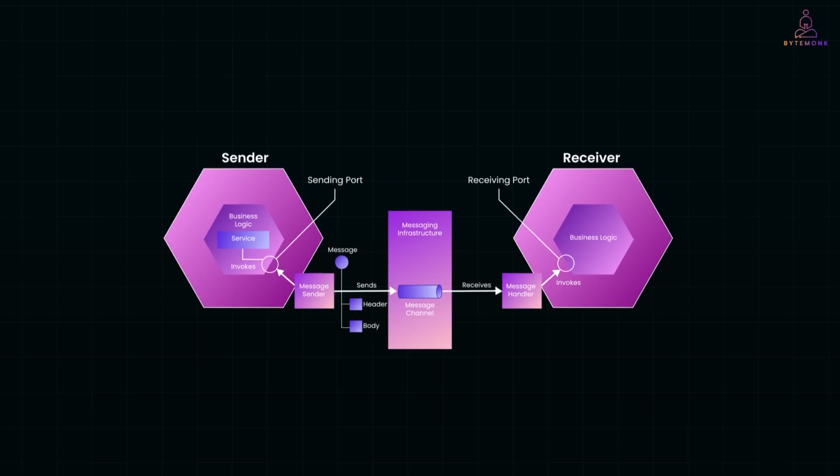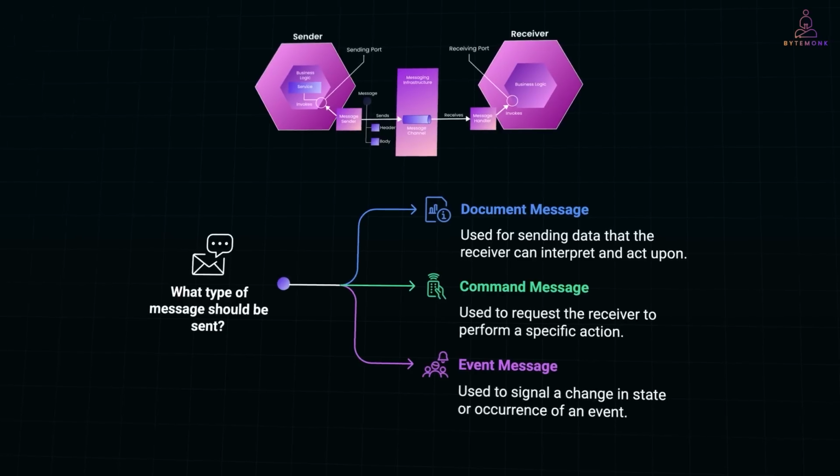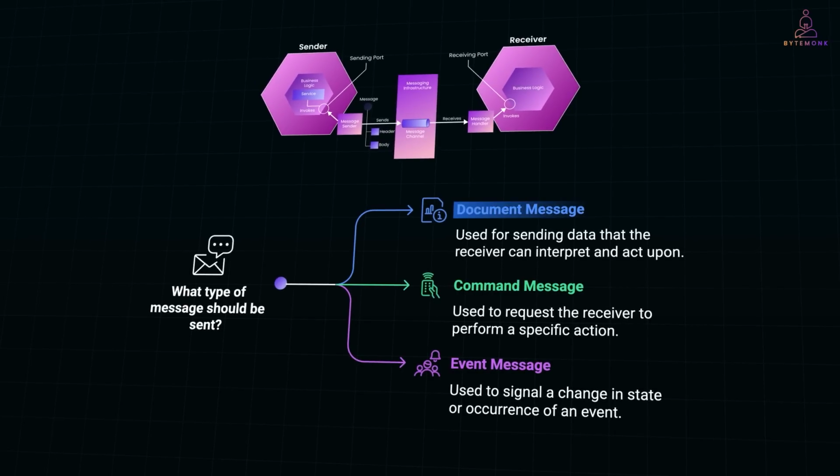Now, not all messages are the same. There are three common types: document messages, command messages, and event messages. Document messages just contain data. The receiver decides what to do with it. A typical reply message, like after a command is processed, often falls into this category. Command messages are like remote procedure calls. The sender is asking the receiver to perform an action, with any necessary parameters bundled in.